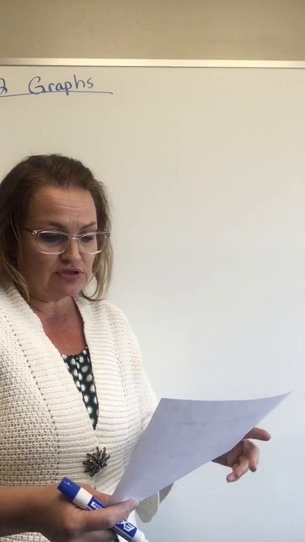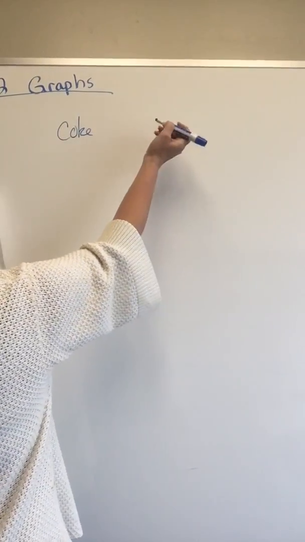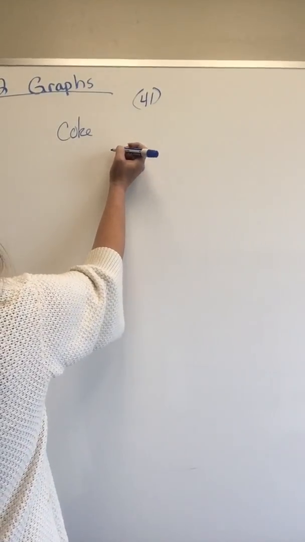So in activity 9, again, if we were together, I might ask the class, what's your favorite soda or your favorite drink? So I just made up some numbers here. Let's say, and by the way, in this current class that we're in, there's 41 of us altogether.